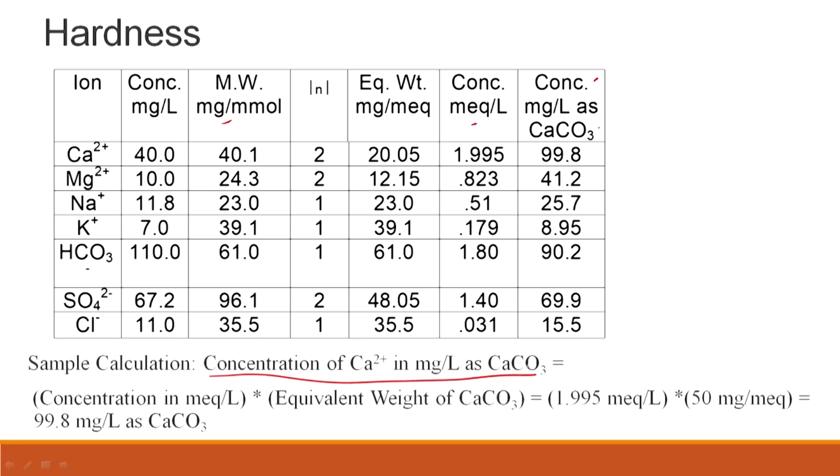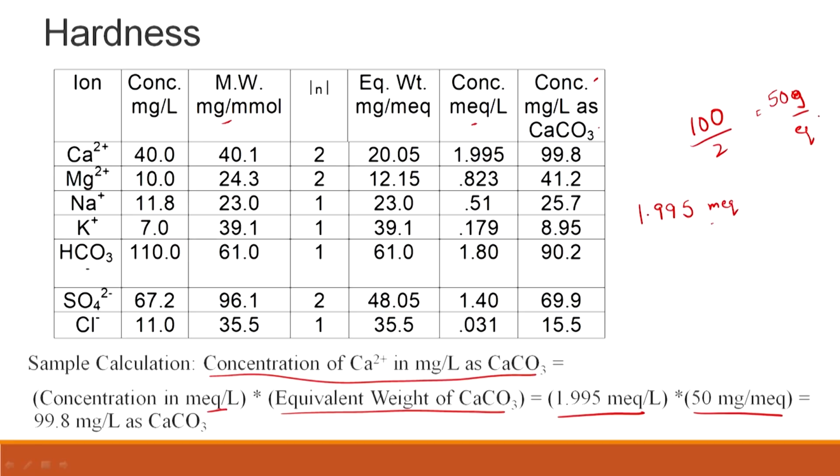Concentration of Ca2+ in terms of CaCO3. Here we have concentration in milli equivalents per liter, and then the equivalent weight of CaCO3, which is 50 milligrams per milli equivalent. The molecular weight of CaCO3 is 100, but again n is 2, so you have 50 milligrams per milli equivalent. So that's what you have out here. And the value for calcium is 1.995 milli equivalents per liter.